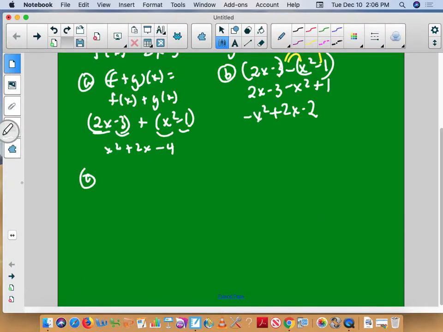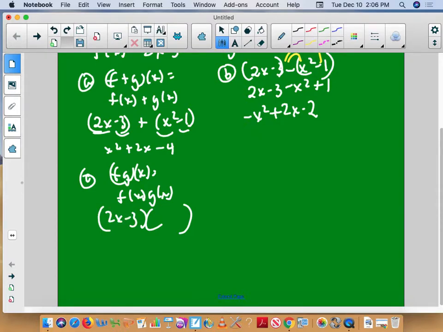All right, C. Did I answer everybody's question? Okay. C was f g of x, which I prefer to write as f of x times g of x. Parentheses are important here also. F of x is 2x minus 3, and g of x is x squared minus 1.